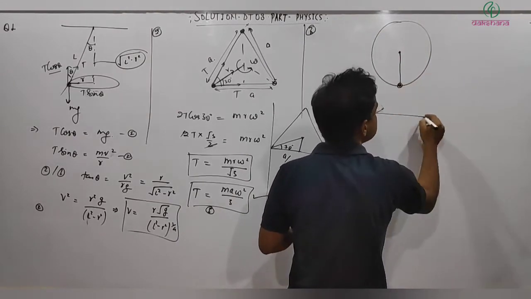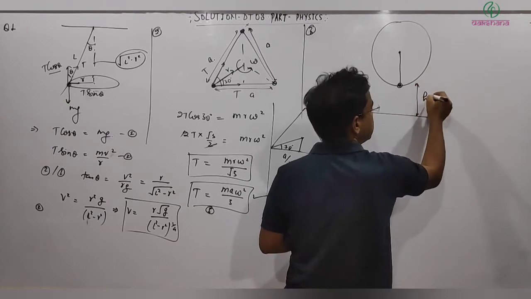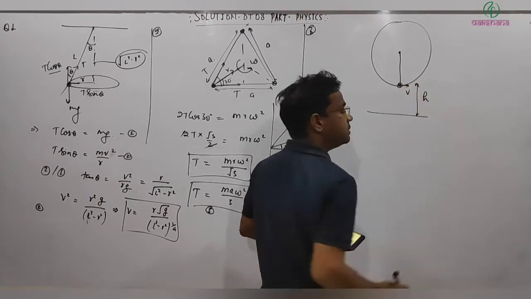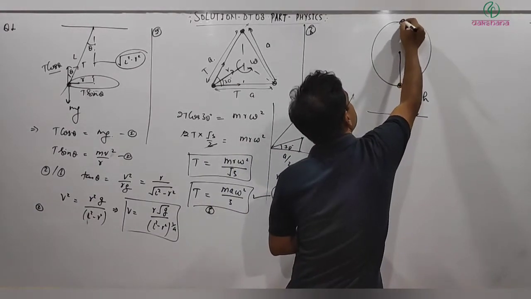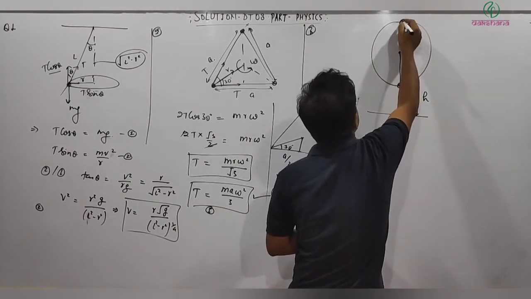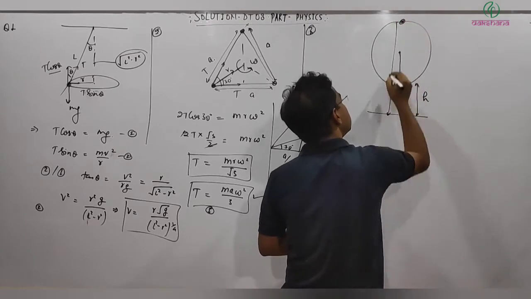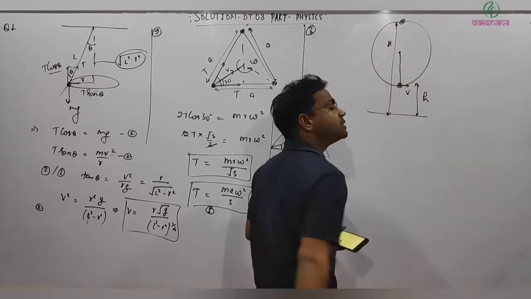Here this is the reference, so I'm taking this as the height small h, and here definitely the speed will be maximum, that is given as v. And when it reaches the maximum height, the total height is capital H, right?